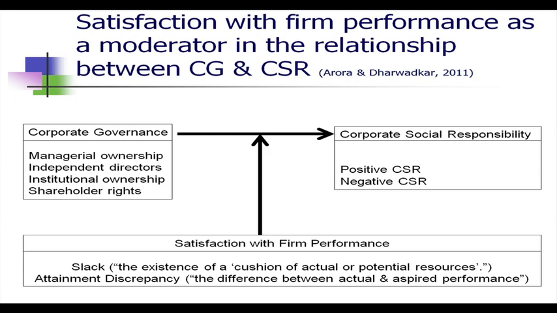The first is the slack, the existence of a cushion of actual or potential resources, and the second is the attainment discrepancy, the difference between actual and aspired performance. What we thought we could do and what we actually did is the attainment discrepancy. How much of a cushion of resources we have to fall back on if we don't achieve our goal, or in our pursuit of the goal, is called slack. Now these relate to satisfaction with the firm performance, and that in turn feeds into the efforts of the organization towards corporate social responsibility.